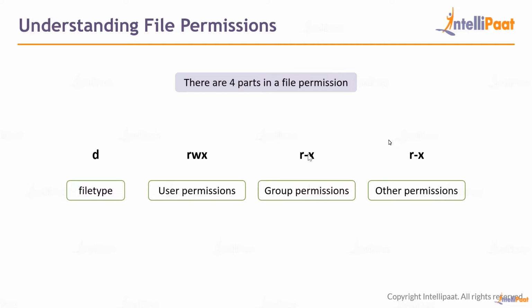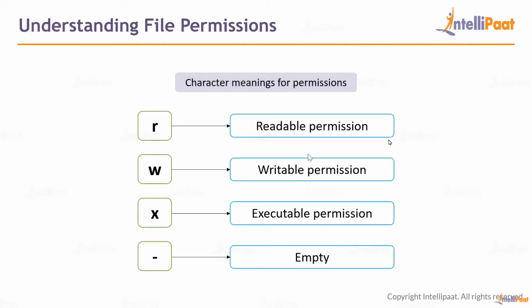And again, last one is other permissions. A process can either read it or execute it, but it cannot write inside it. But if it also has RWX in other permissions, that particular process can also write inside this file or directory. So these are the meanings of these characters.